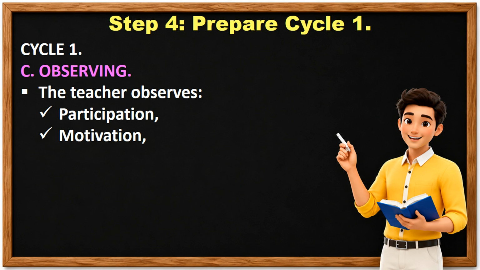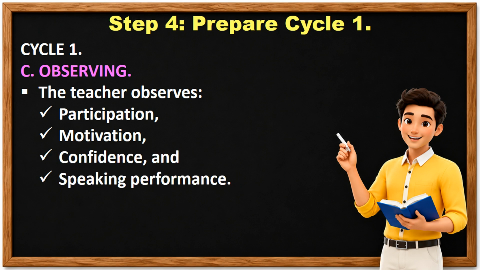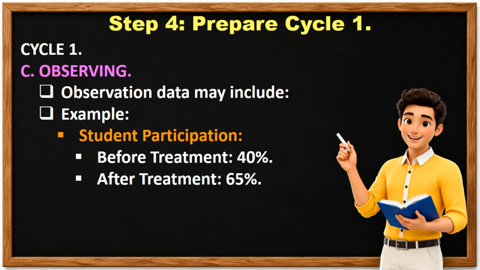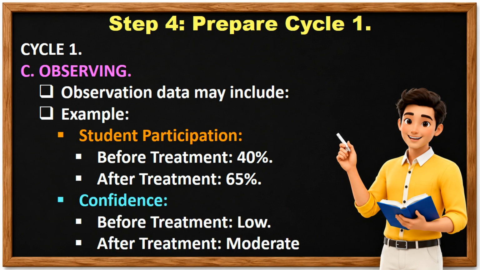The teacher observes: 1. Participation. 2. Motivation. 3. Confidence, and 4. Speaking performance. Observation data may include student participation. Before treatment, 40%. After treatment, 65%. Confidence. Before treatment, low. After treatment, moderate.